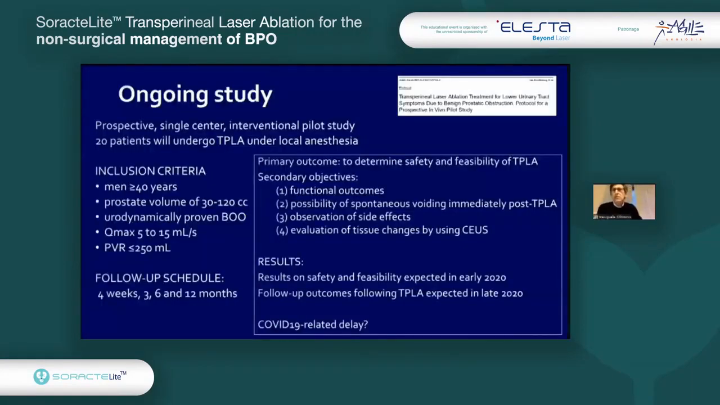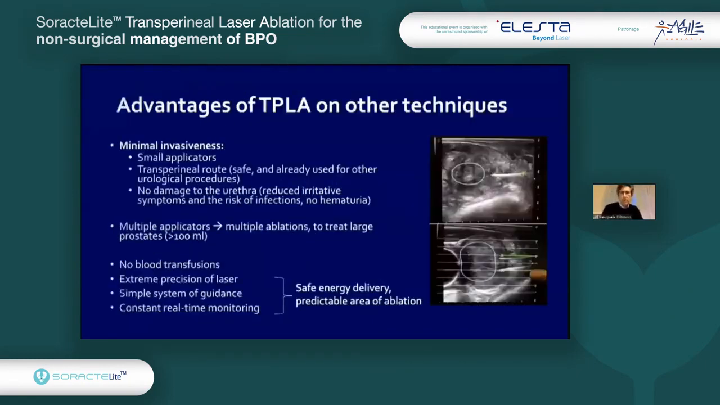There is an ongoing study, the Dutch study. It was supposed to come out in late 22, probably COVID delayed the results, but we know it's going to come out. So what are the advantages of TPLA?